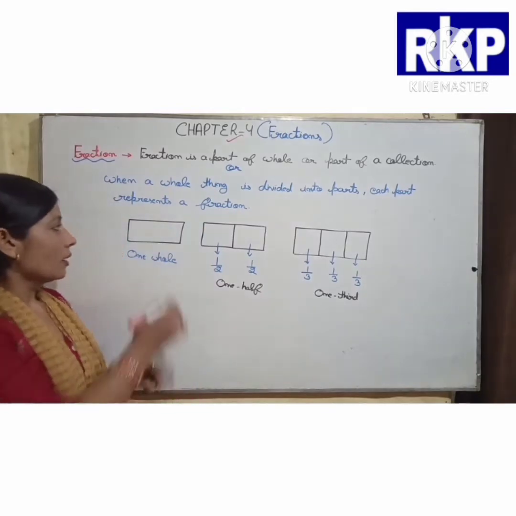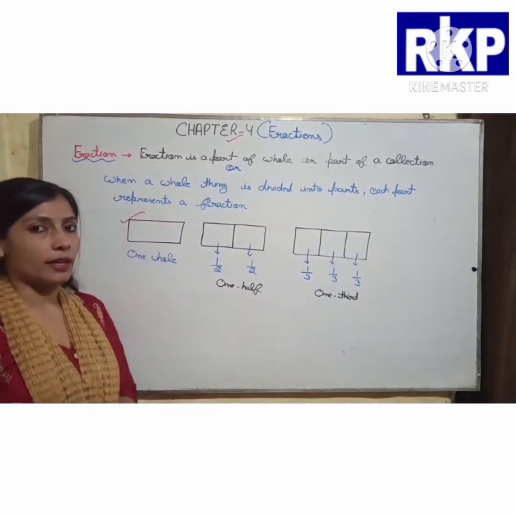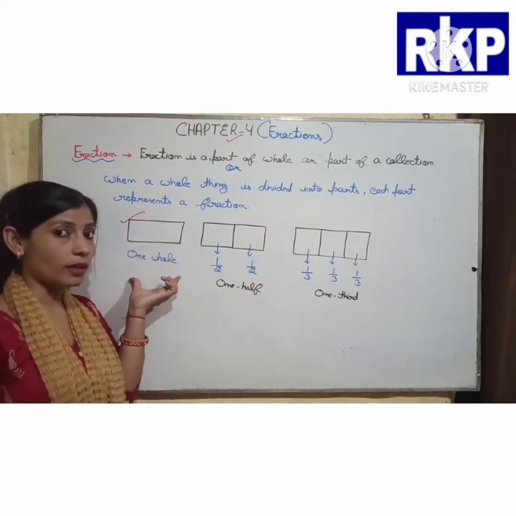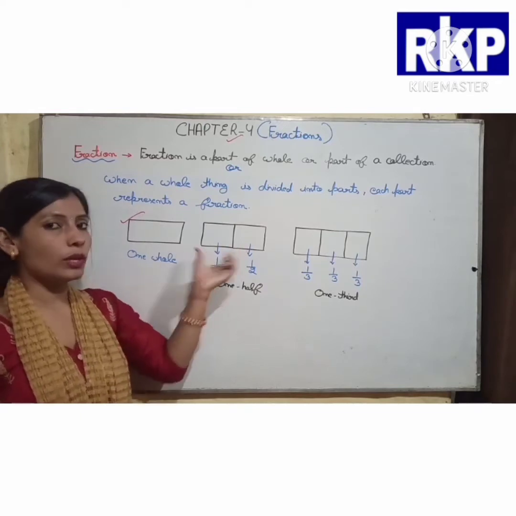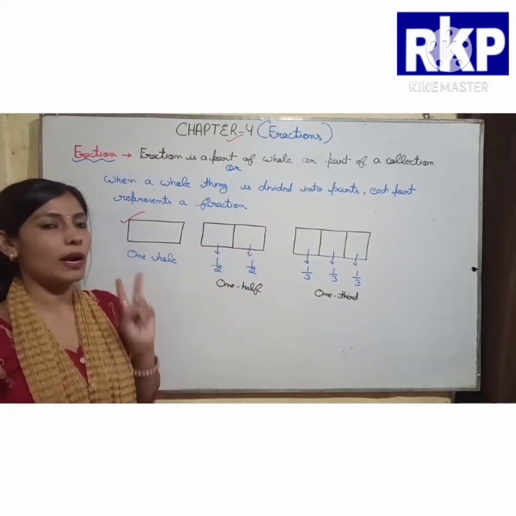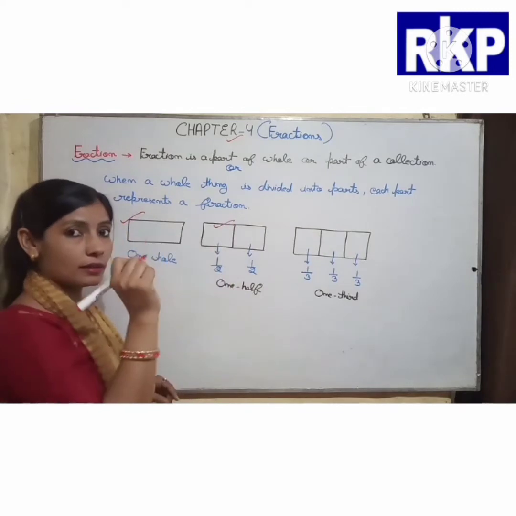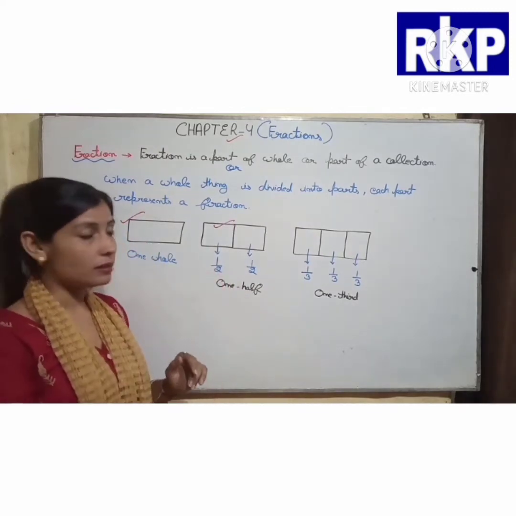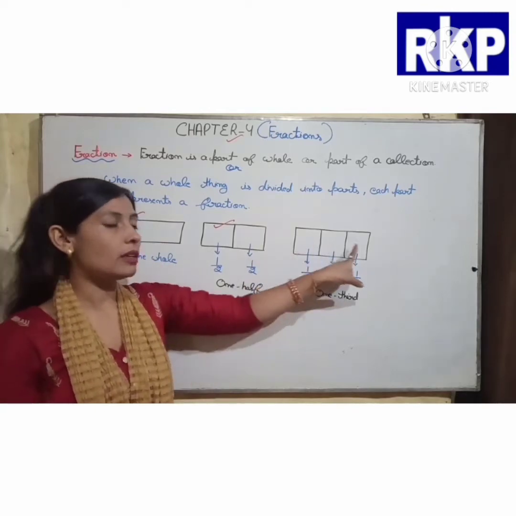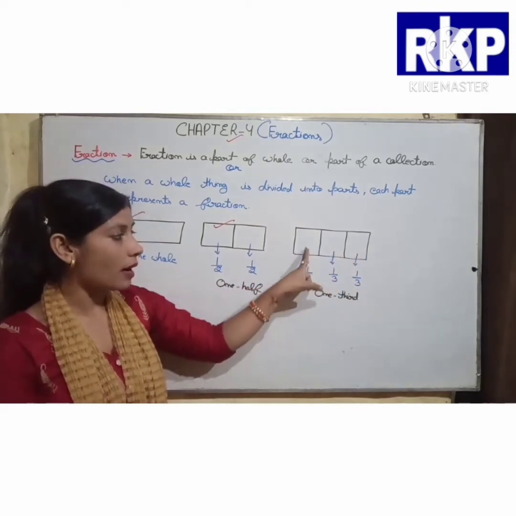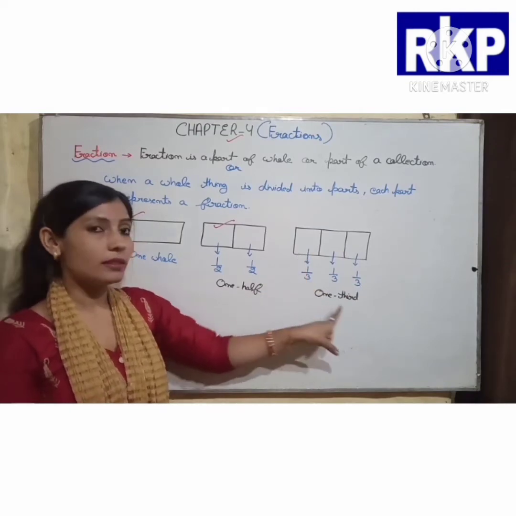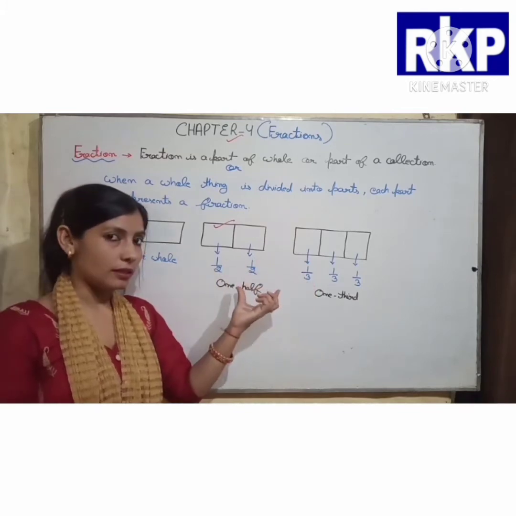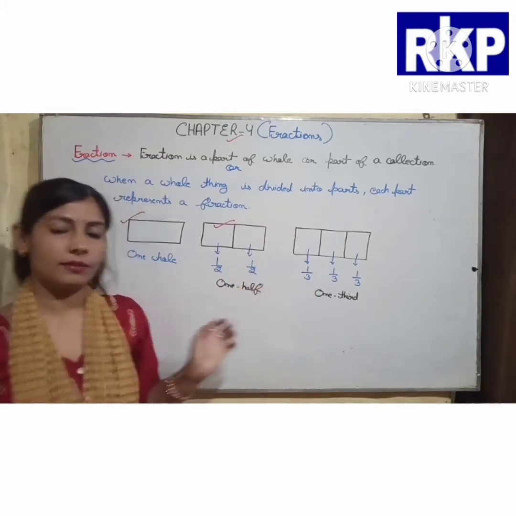For example, suppose we have a chocolate, okay? So this chocolate represents one whole, and when I divide it into two equal parts, then each part represents one half, okay? And when I divide this chocolate into three equal parts, then each part represents one third, okay? And here beta, 1 by 2 and 1 by 3, these are fractions.